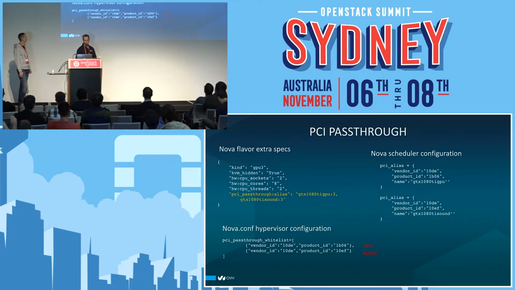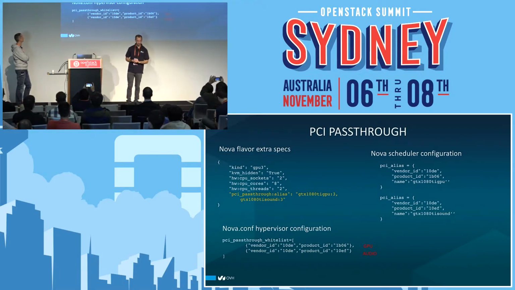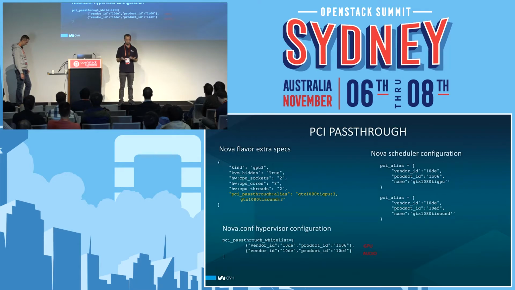Third step is to configure the flavors. So that's more or less easy. The first step is the Nova flavor extra spec. You will configure the alias of your PCI for your customers. If your customer looks at this specification, they will see only the aliases that you put. So I put two: the GTX 1080 Ti GPU with a number after. It's the number of PCI Express devices you will bridge, so three GPU cards. And the second one, which is a GTX 1080 Ti sound.